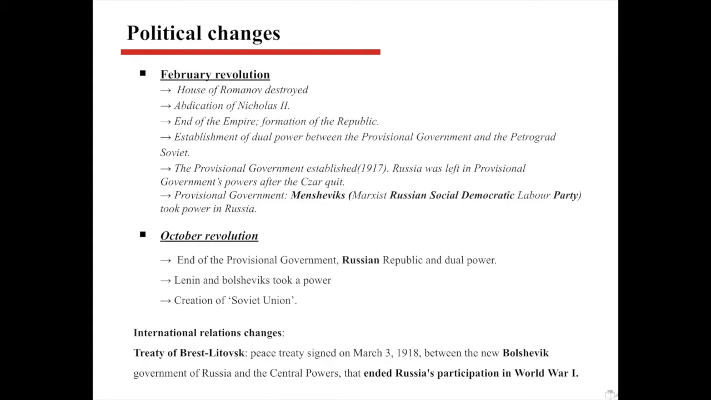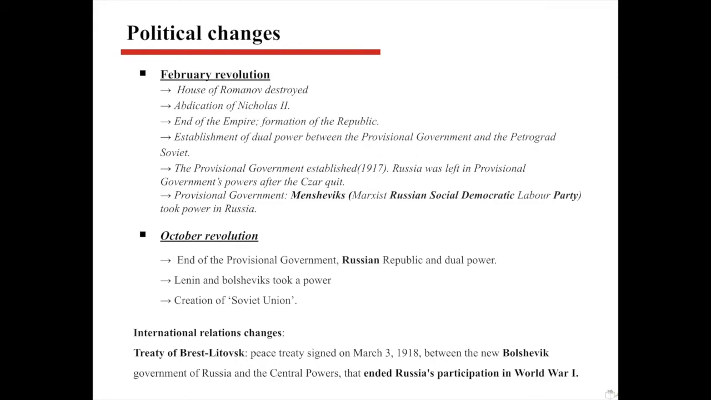And after the October Revolution, it was the end of the provisional government, the Russian Republic, and the dual power. Lenin and the Bolsheviks took power and created the Soviet Union. So the Soviet Union was established after the October Revolution.